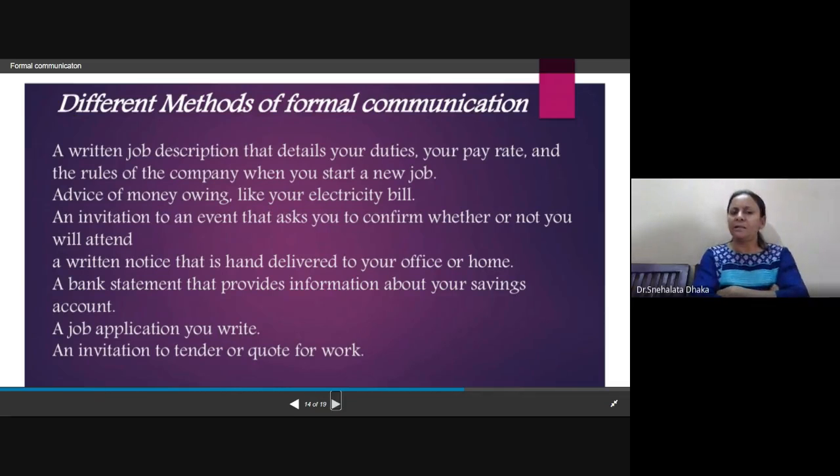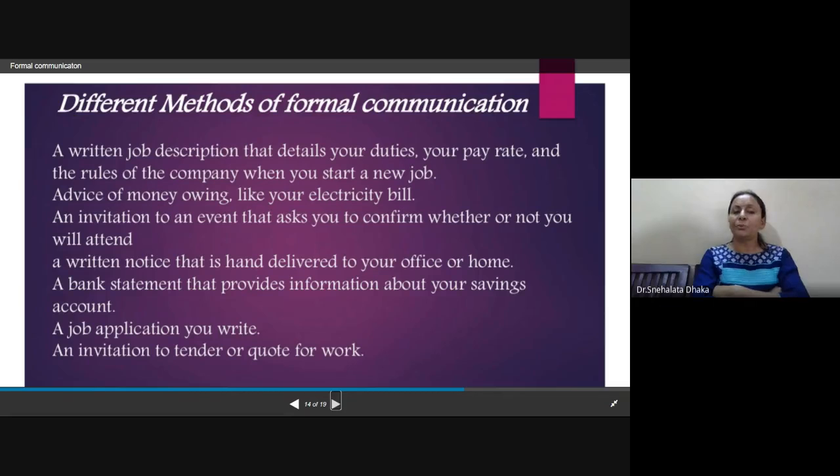Now next is a bank statement that provides information about your saving account. Now this formal document again helps us to check what was our expense, and how much we earned, and in what time slot we were spending much money. So again all this information is permanently there in the form of the bank statement with us. So that is, we can say, a very important example of formal communication in writing form.